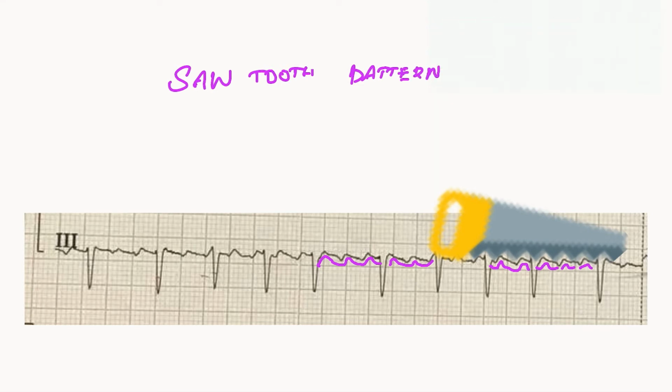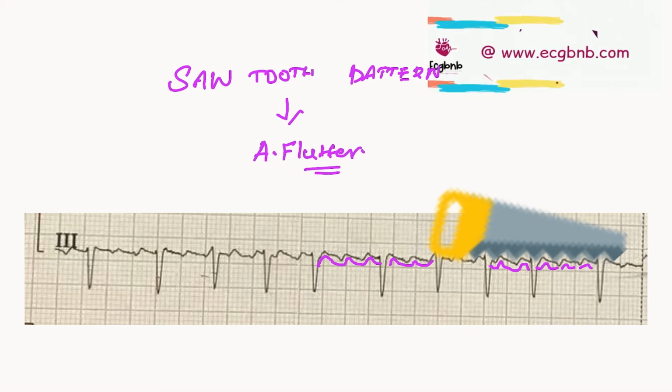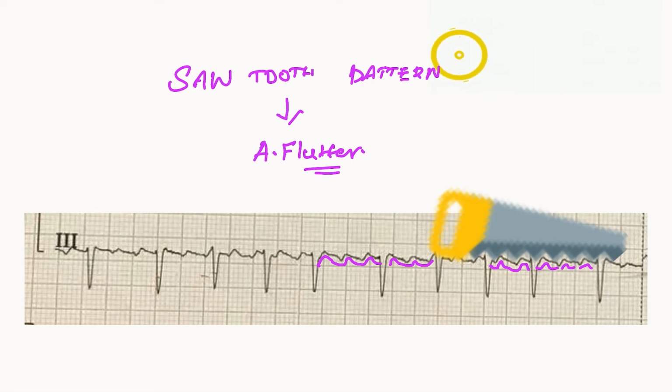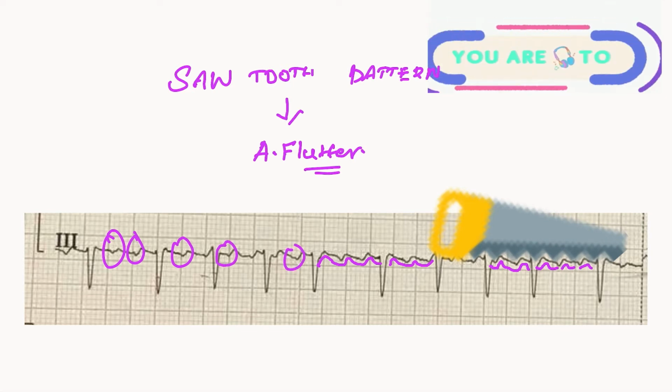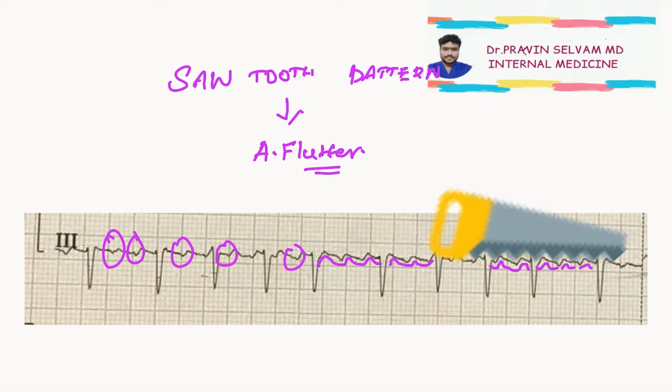This sawtooth pattern is found in atrial flutter and not in atrial fibrillation. This sawtooth pattern is caused by the flutter waves. These are the flutter waves. Okay. So this is a case of atrial flutter.